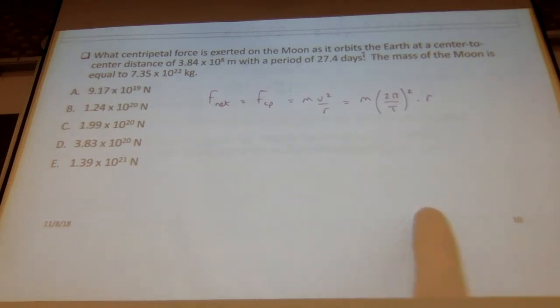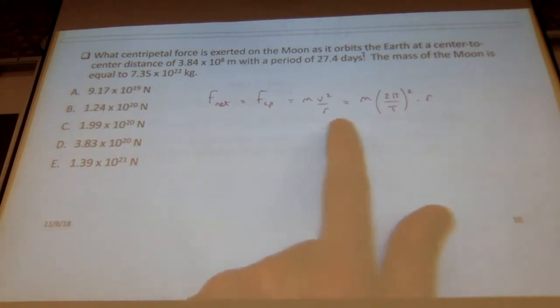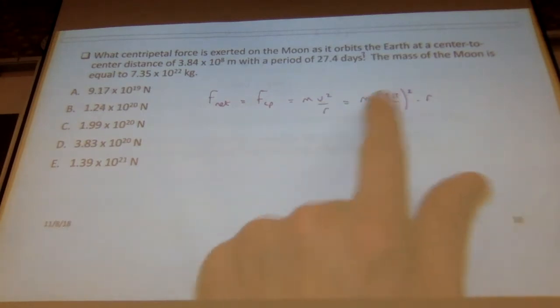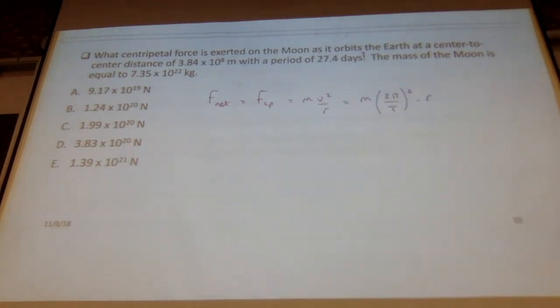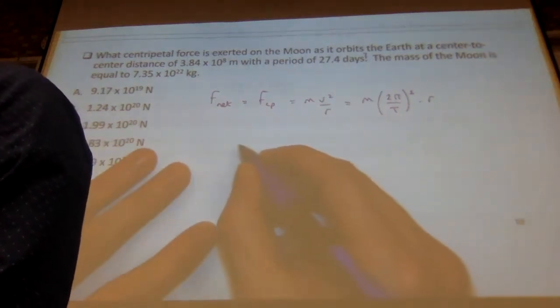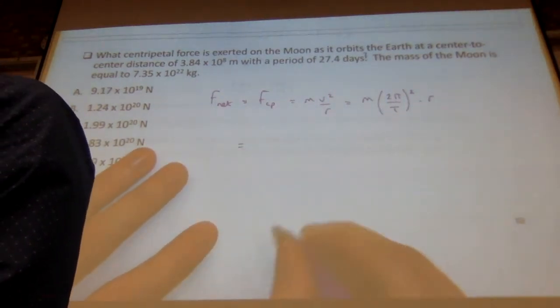The challenge here, of course, is knowing your equations well, that I can write v squared over r as (2 pi over T) all squared times r. The only other challenge is how do you get days into seconds? And you're done. So this is, again, the style of question. And I'm just being honest, I'm not trying to be patronizing.